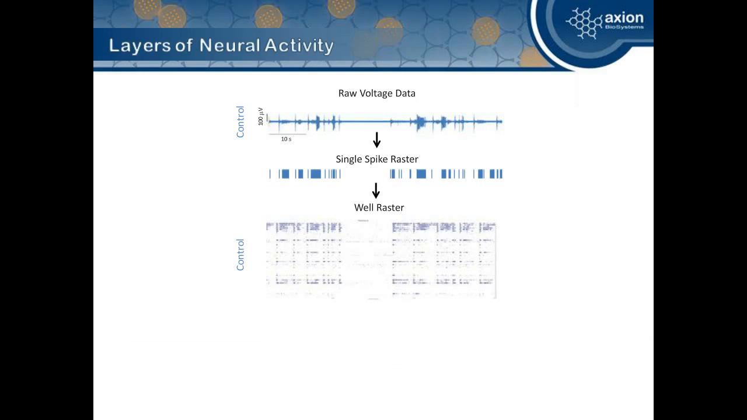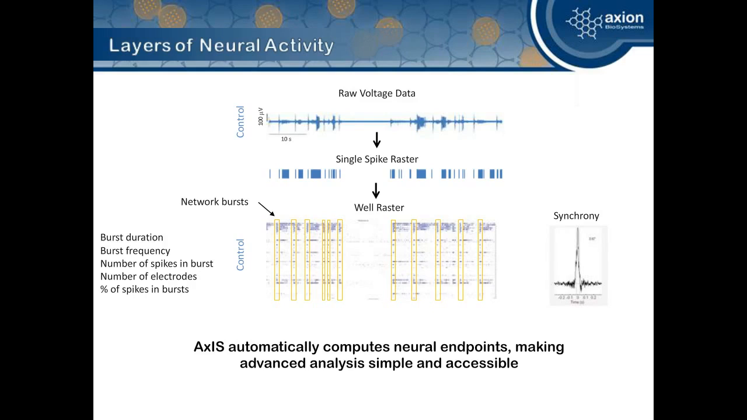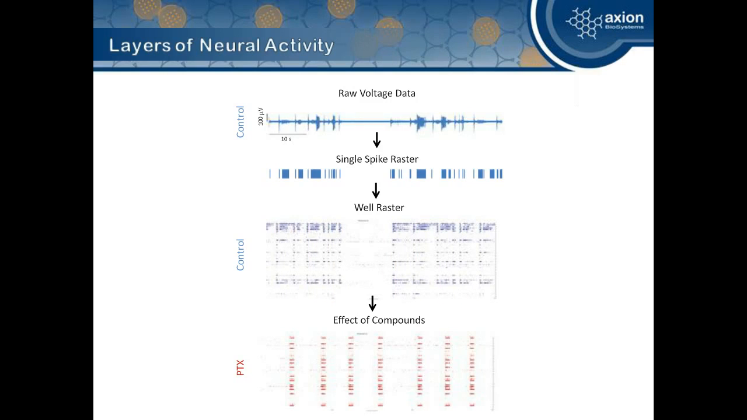We can extend this across the full multi-electrode array by looking at the entire well. In this case, we have a well raster where each of these lines in the raster is a reflection of a single electrode within the array. In much the same way we did with single electrode recordings, we can compute bursting activity, including the duration and frequency of the bursts that occur across the entire array or the entire network, and also use quantitative synchrony measures to understand fine time scale coordination across the neurons within the well. And AXIS automatically computes all of these neural endpoints, making advanced analysis simple and accessible. And once you have these neural endpoints, you're able to evaluate how particular perturbations of the network influence those endpoints, such as pharmacological manipulations or disease inhibition models.